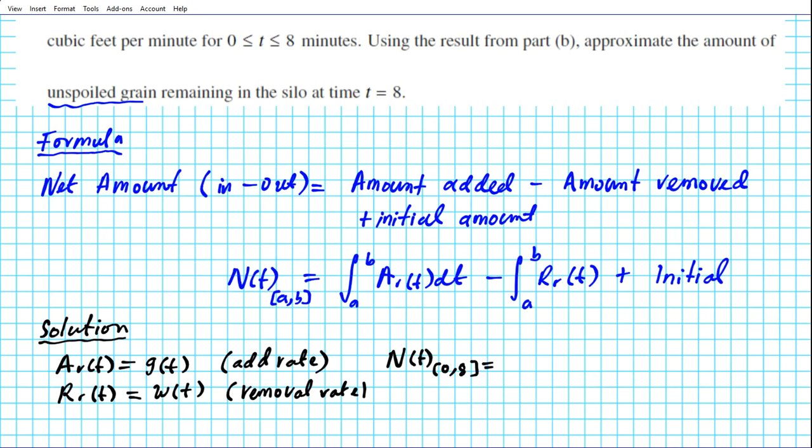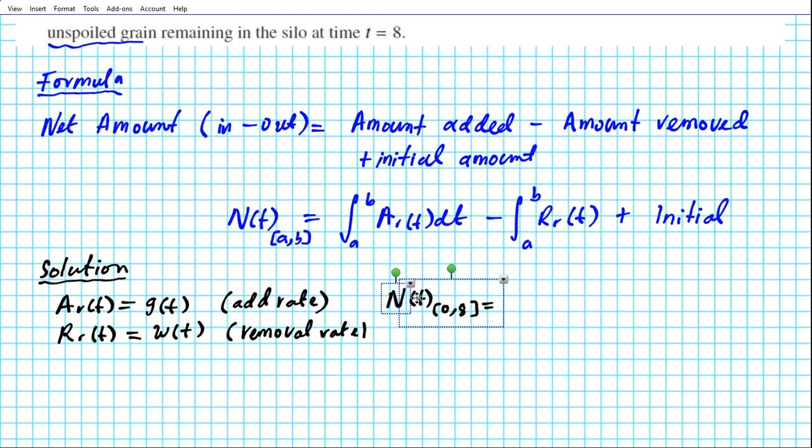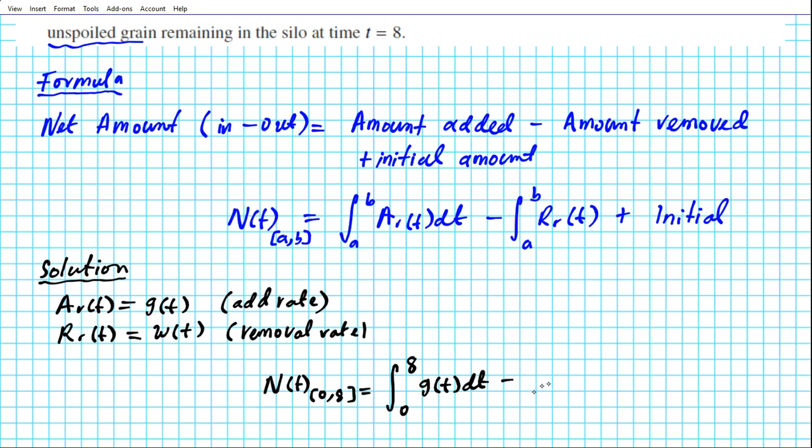We're going to be taking a look at the following integral. Let me move this down so we have enough space. So the net amount that we're going to have is the amount added, the integral from 0 to 8 of g of t dt, minus the amount removed, or the amount that's spoiled, which is the integral from 0 to 8 of w of t dt, plus the initial amount.